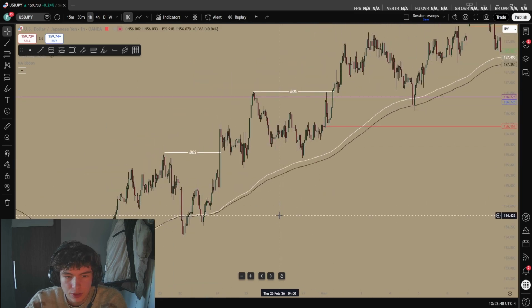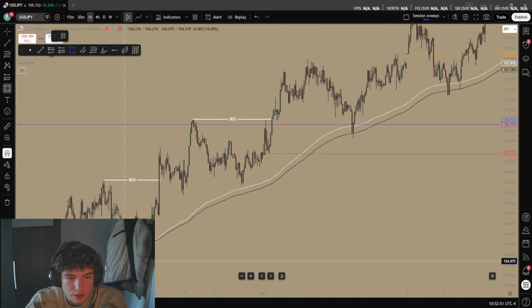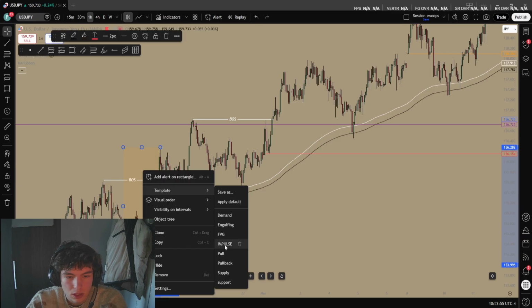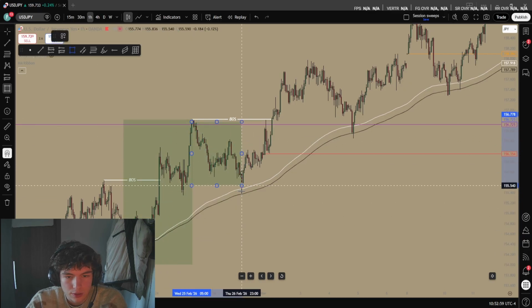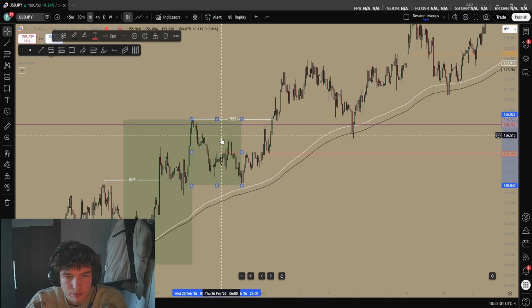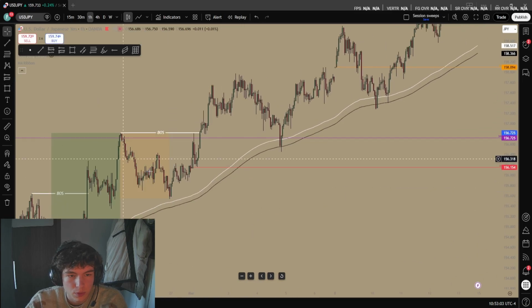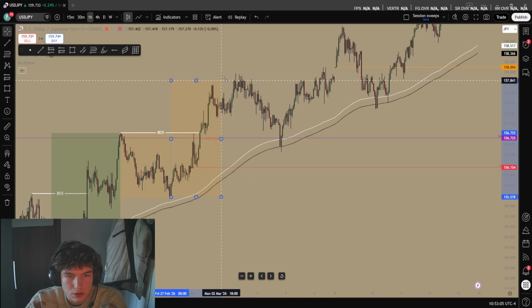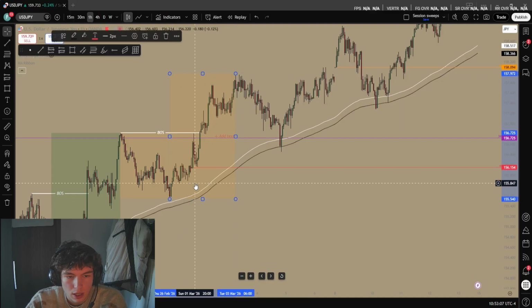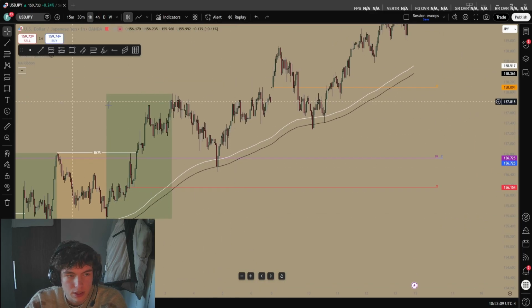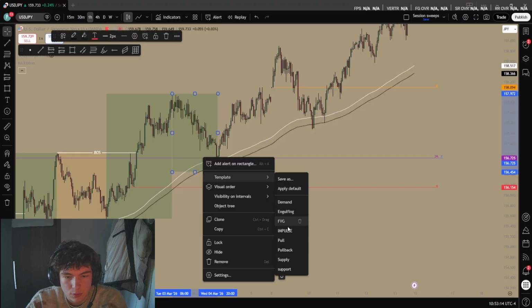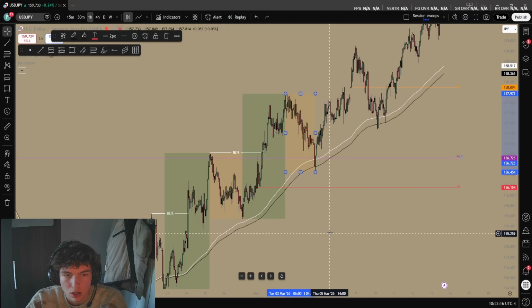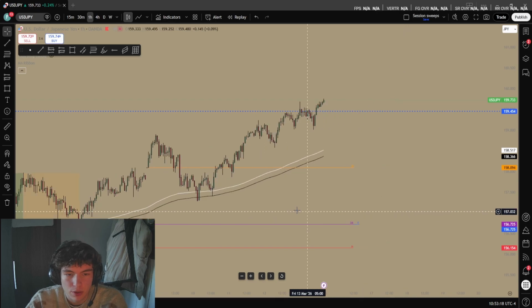And every single time, if we mark out the impulse, we are going to mark out the pullback phase. We are going to mark out the impulse, and we are going to mark out the pullback phase. And if we do this, we will get a very clear mind when we're looking at the charts. We can clearly see what phase we are in.